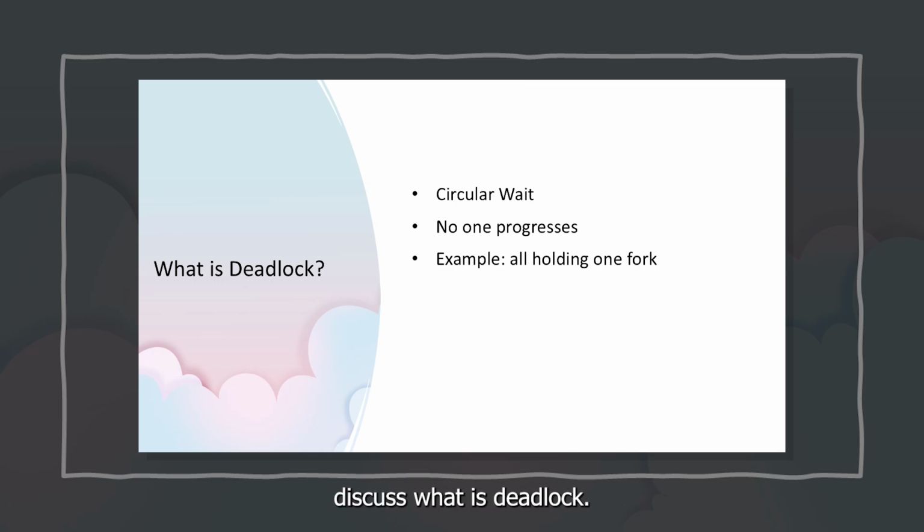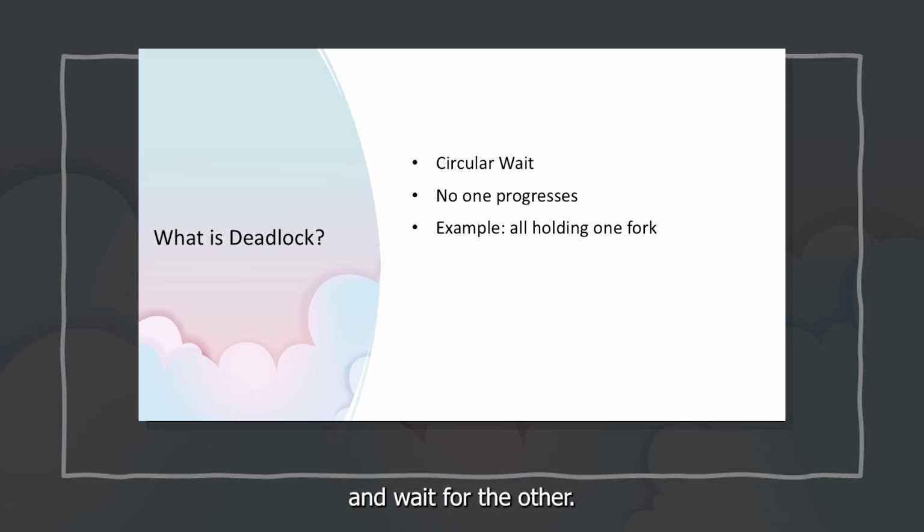Now, we'll discuss what is deadlock. Deadlock occurs when there is a circular wait, which means each philosopher is holding one fork and waiting for another fork that someone else is holding. Since everyone is waiting and nobody releases their fork, the system becomes stuck. This is exactly what happens in many computer systems when processes hold resources and wait for the other.